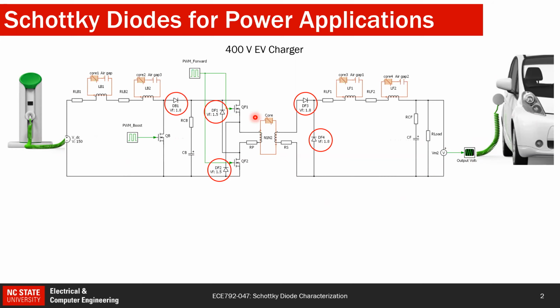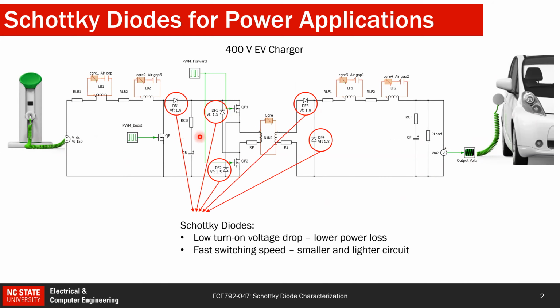From these red circles, you can see there are many diodes. Mostly it's preferable to use a Schottky diode because it has a very low turn-on voltage compared to the PN diode, and because of that we will have a lower power loss. Also, these are unipolar devices, meaning only electrons flow when the device is on, so you can turn it off very fast. Because of that, we can increase the switching frequency of the circuit.